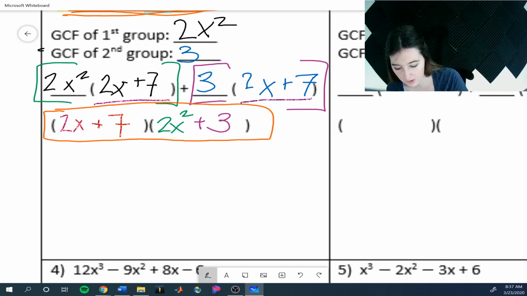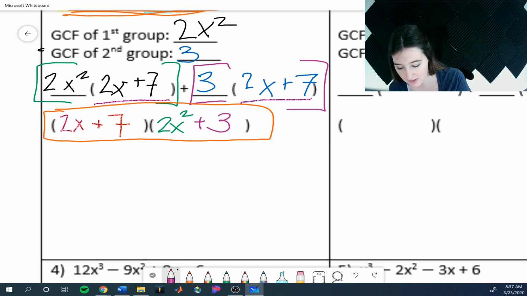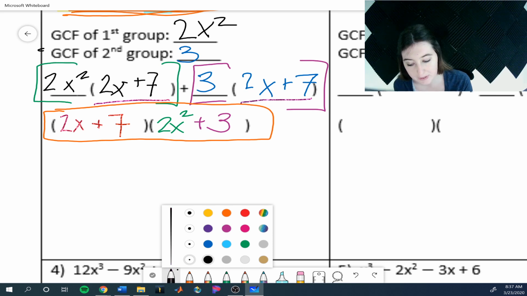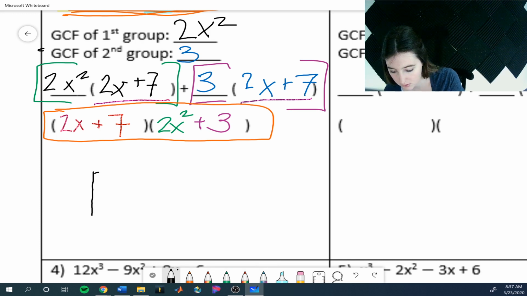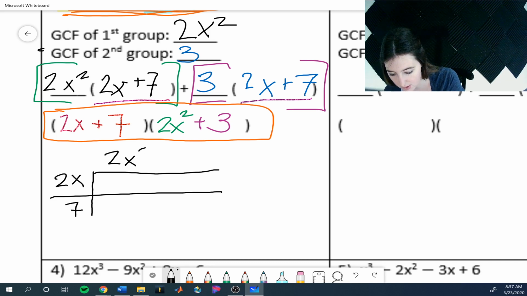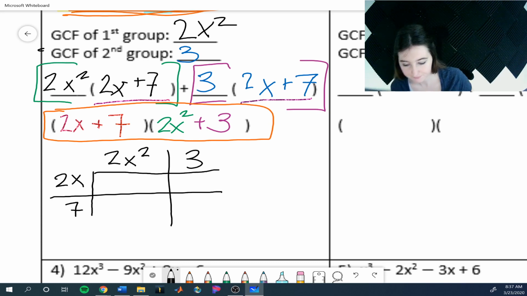Okay, so I'm going to draw out my boxes. You might draw out your boxes a little bit differently than me, and that's fine, but here are my boxes. I have a 2x right here, line to separate my terms, a 7 right here. I have a 2x squared right here, line to separate my terms, and a 3. So now I'm going to multiply.